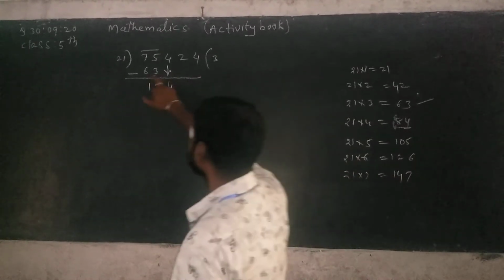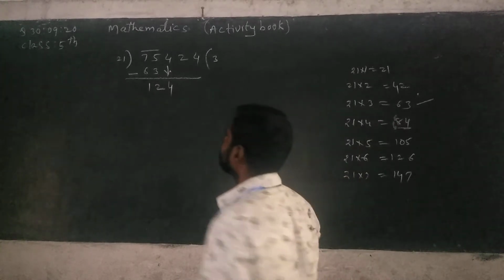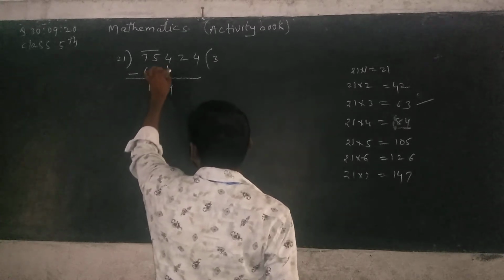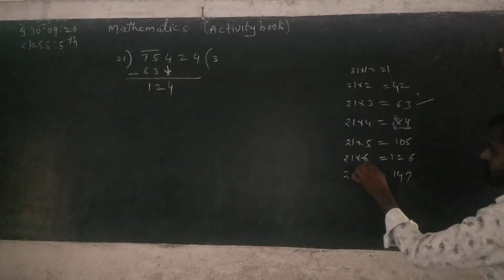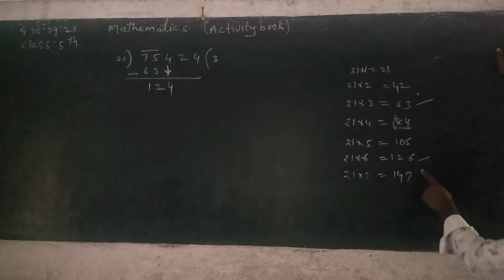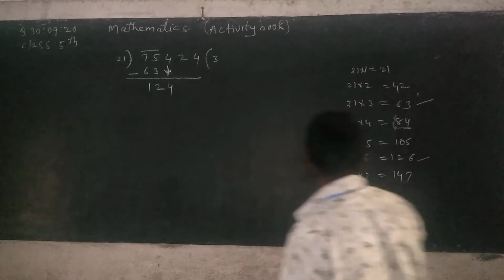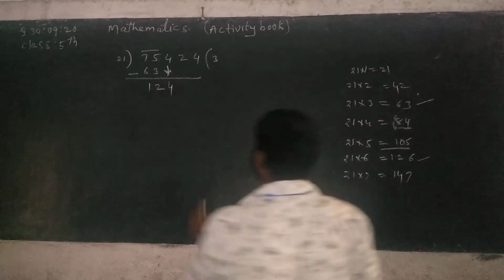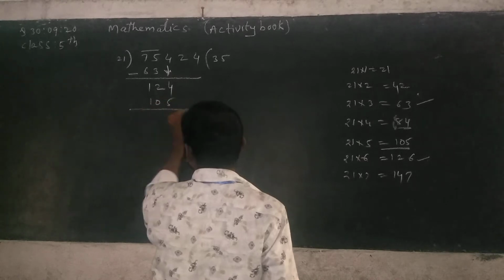21 threes are 63. 63 is subtracted from 75. We get 12. So 12 is less than 21. Now 4 is brought down to the remainder. That is 124. See here, 21 sixes are 126. 126 is more than 124. Then you can write 21 fives are 105.